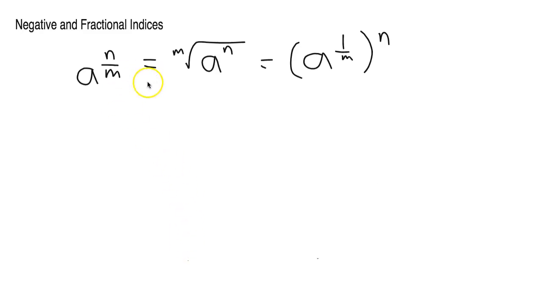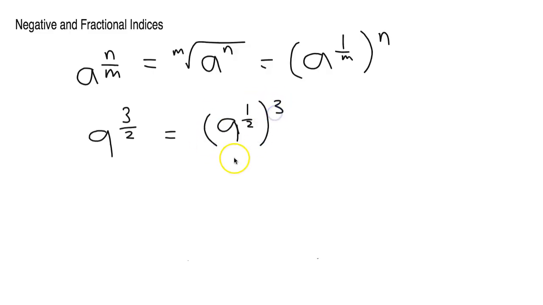So practically, how can we apply this rule? Well, let's say we had a question like this. We had 9 to the power of 3 over 2. In this case, what we can do is say that that is the same as 9 to the half, to the power of 3. And 9 to the half is just 3. So this will be 3 to the power of 3. And then that is just 27.